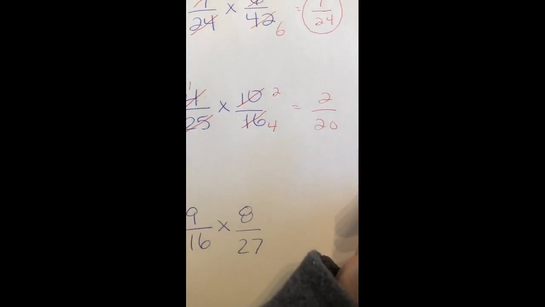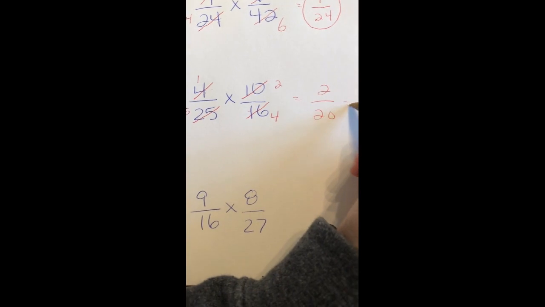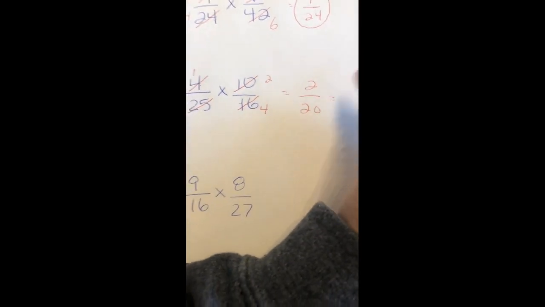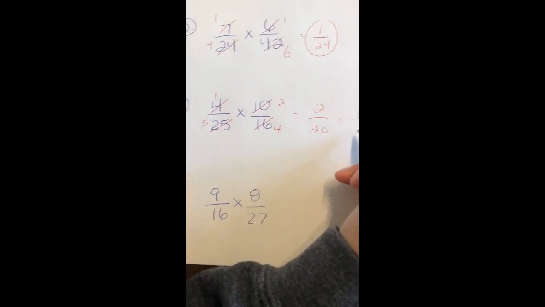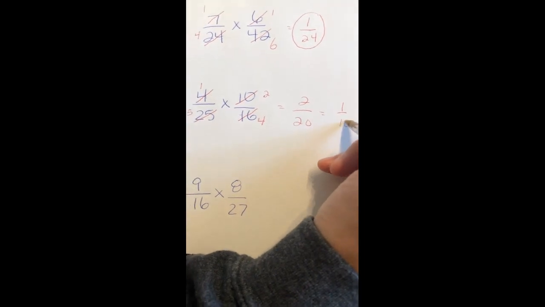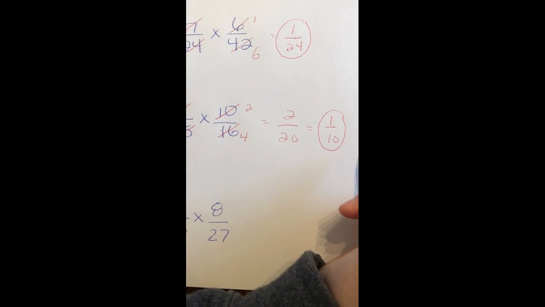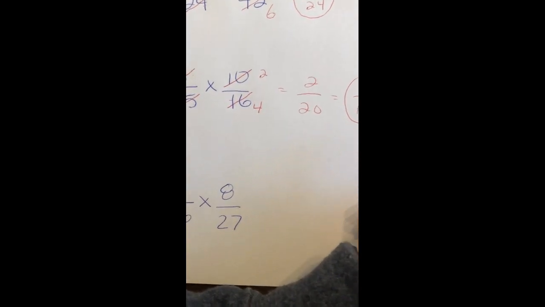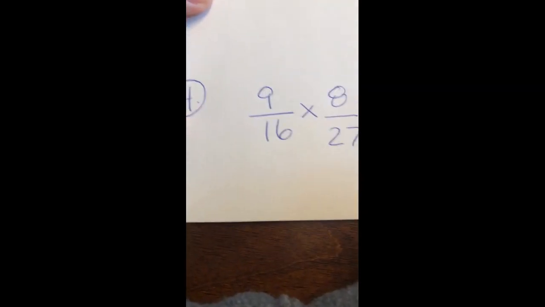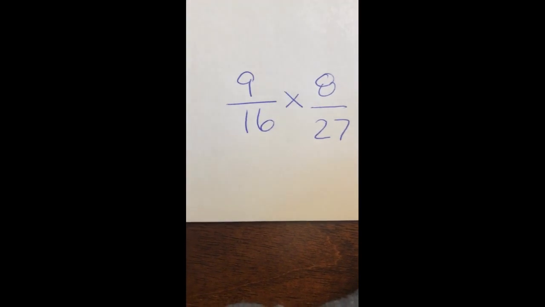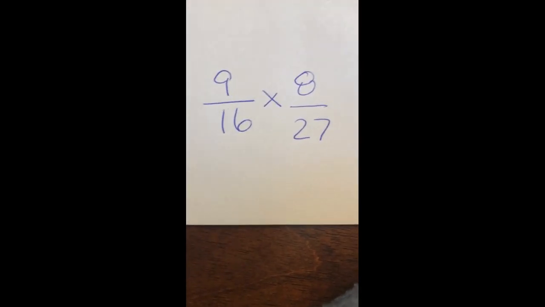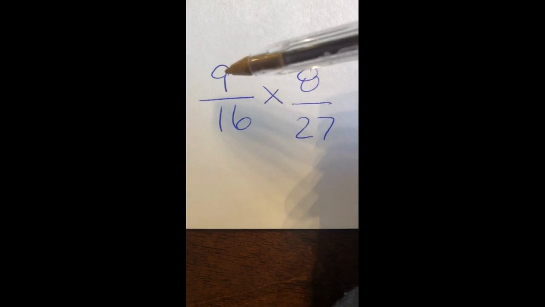I know that I can simplify that fraction. I can divide them both by 2 because they're even. 2 divided by 2 is 1. 20 divided by 2 is 10, so the answer to number 3 is 1/10. The last problem we're going to do together today is number 4. 9/16 times 8/27. Again, let's check our diagonals.